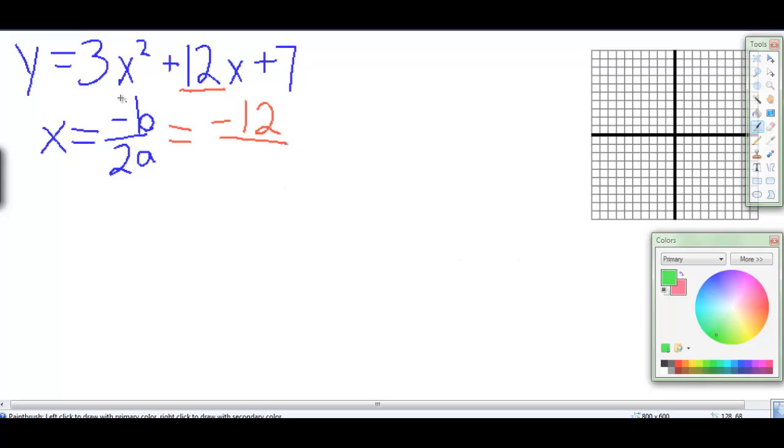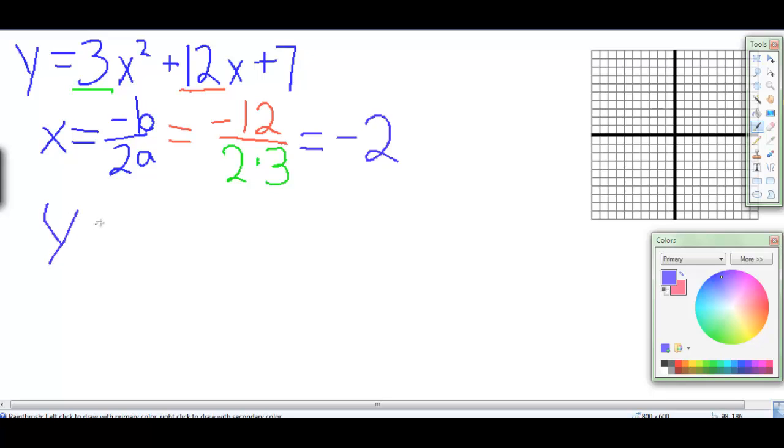over, here we have a. So over 2 times 3. And that, of course, is going to give us an x value. Our axis of symmetry is negative 2. So then we're going to need to find our y value.